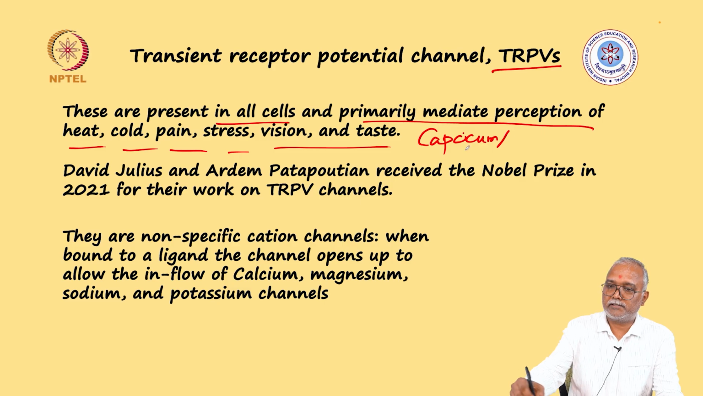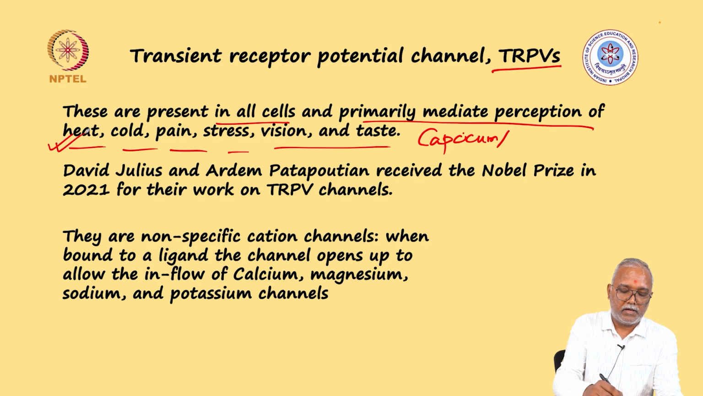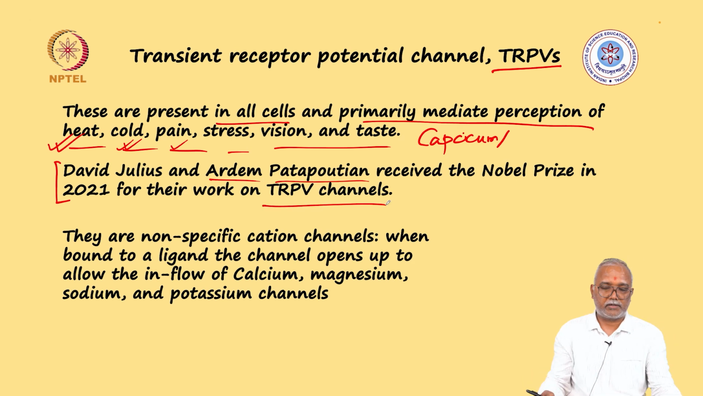This is what is sensed by these channels. There are multiple classes of TRPV channel. They are present all over the body. Depending on the location, they will be participating in perception of heat, cold, pain, stress, and so on. And very recently, Dr. David Julius and Ardem Patapoutian received the Nobel Prize for their work on TRPV channel.